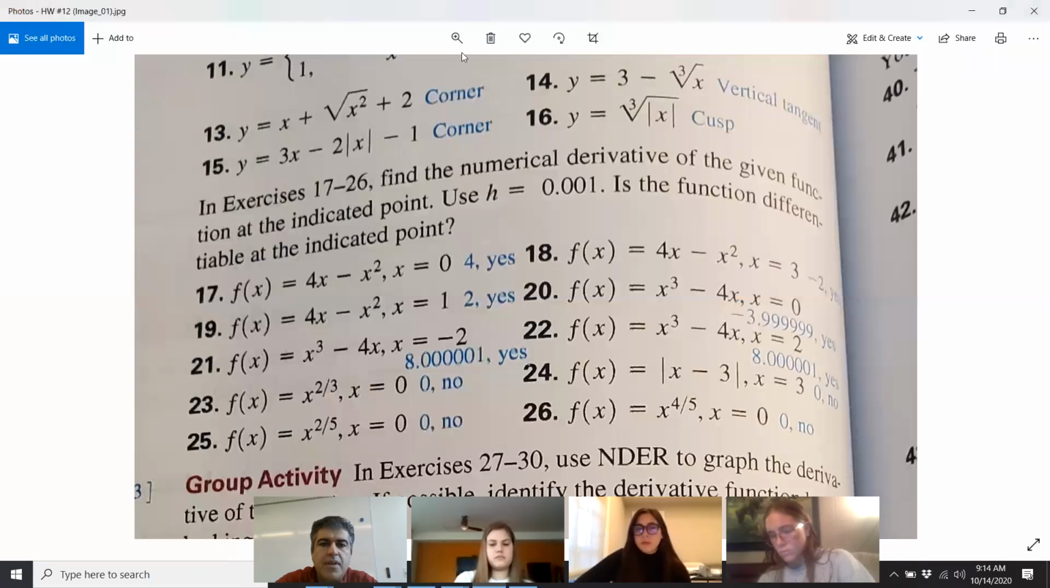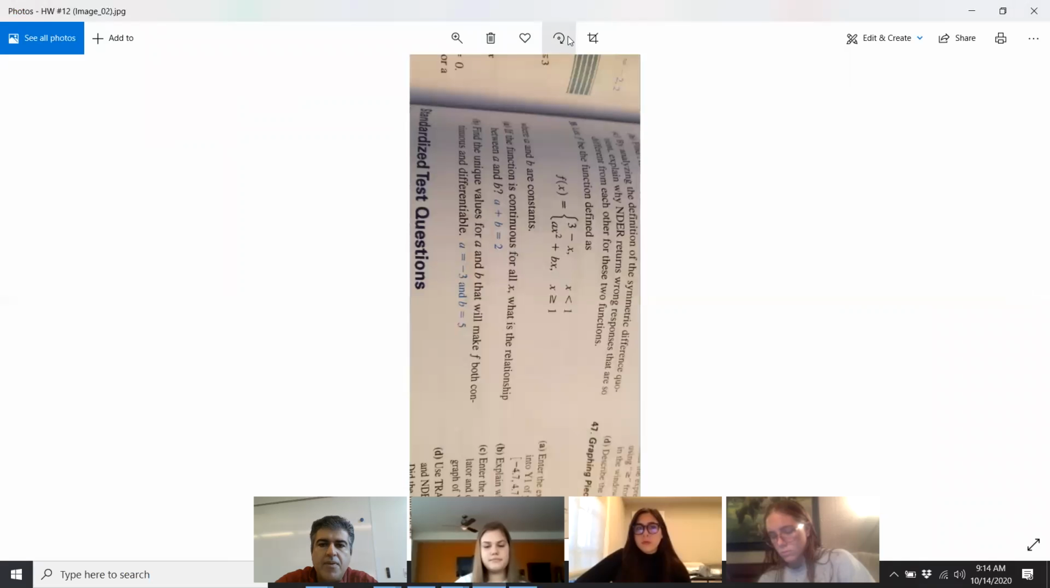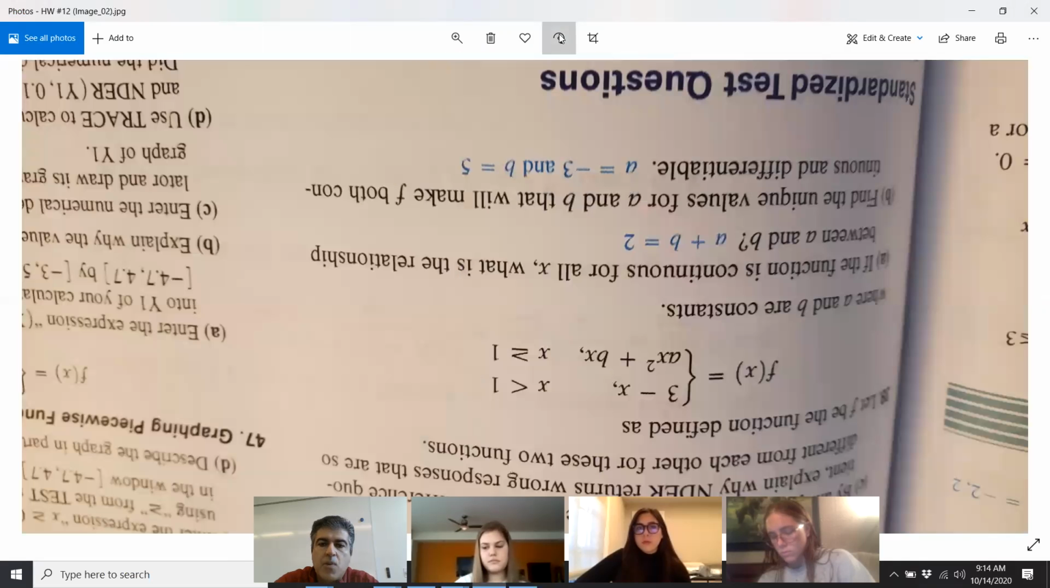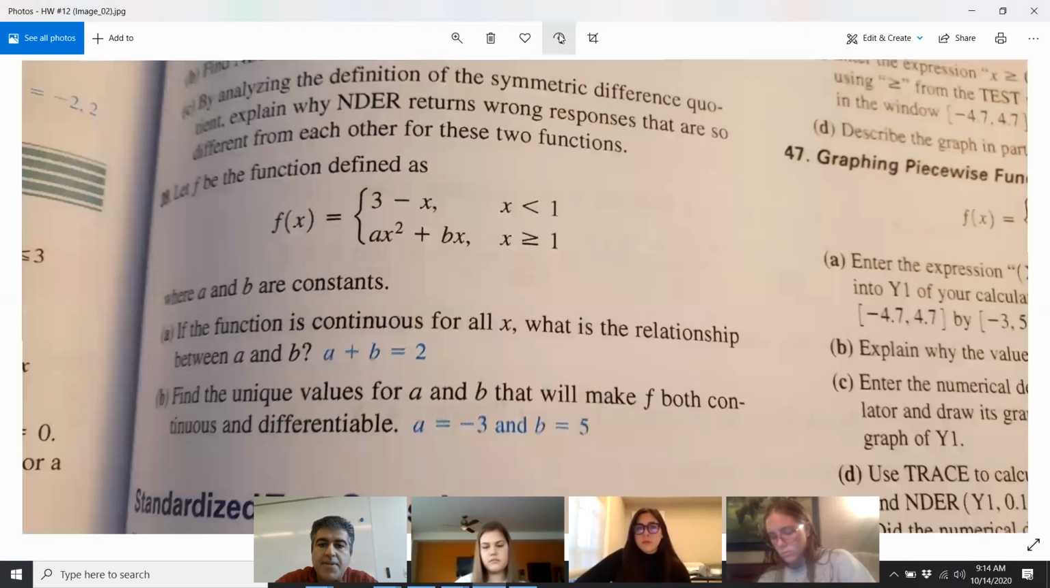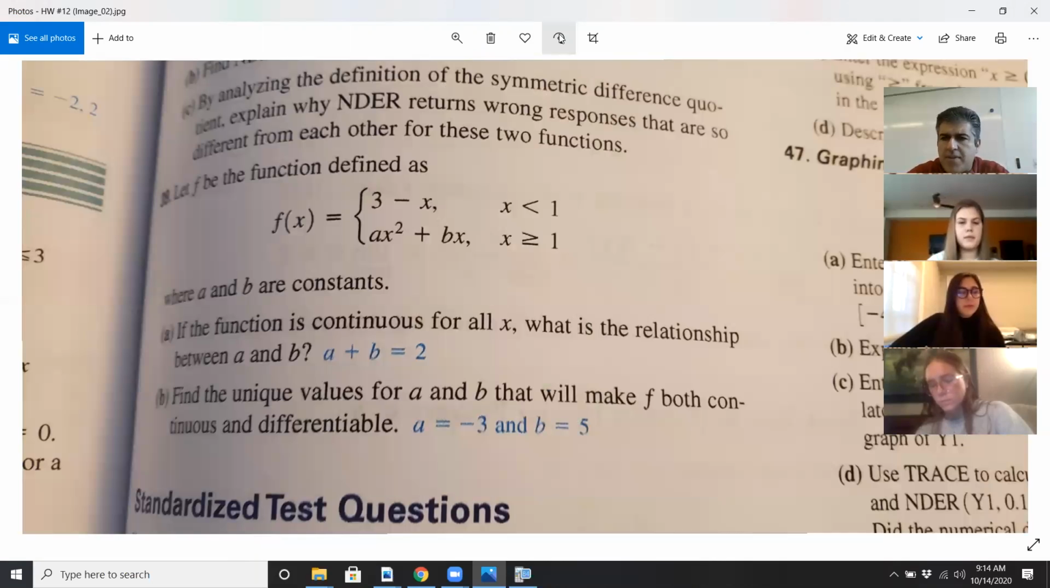Hold on, just so many windows up. Okay, there we go. Rotate it.